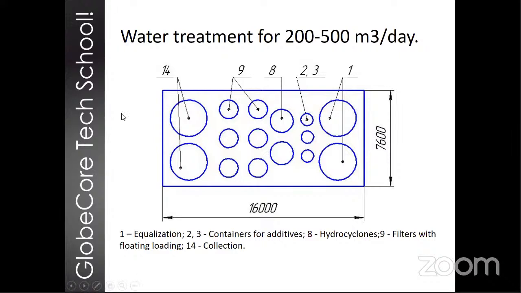Such a facility does not require strong foundations or big industrial buildings to be installed. You can see in the diagram here in this plan, the footprint of the facility is just 122 square meters. And at the same time, again, it's designed to treat anywhere 200 to 500 metric tons of purified water per day, which is quite a bit. Next slide, please.